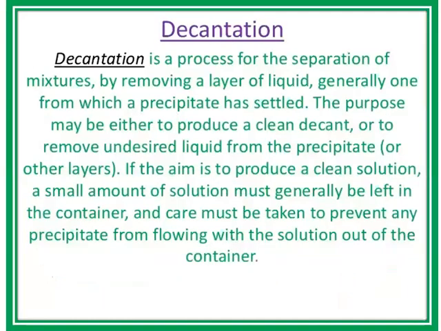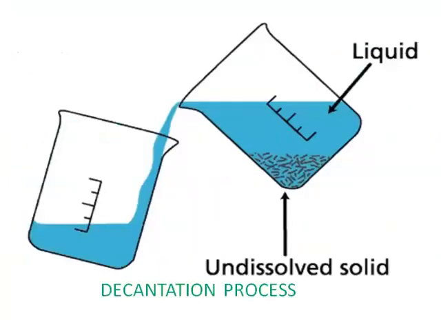Decantation is a process for the separation of a mixture by removing a layer of liquid, generally one from which a precipitate has settled. This also can be done after sedimentation. The undissolved solid or sediments can be left undisturbed and the liquid at the top slowly poured into another container or beaker.